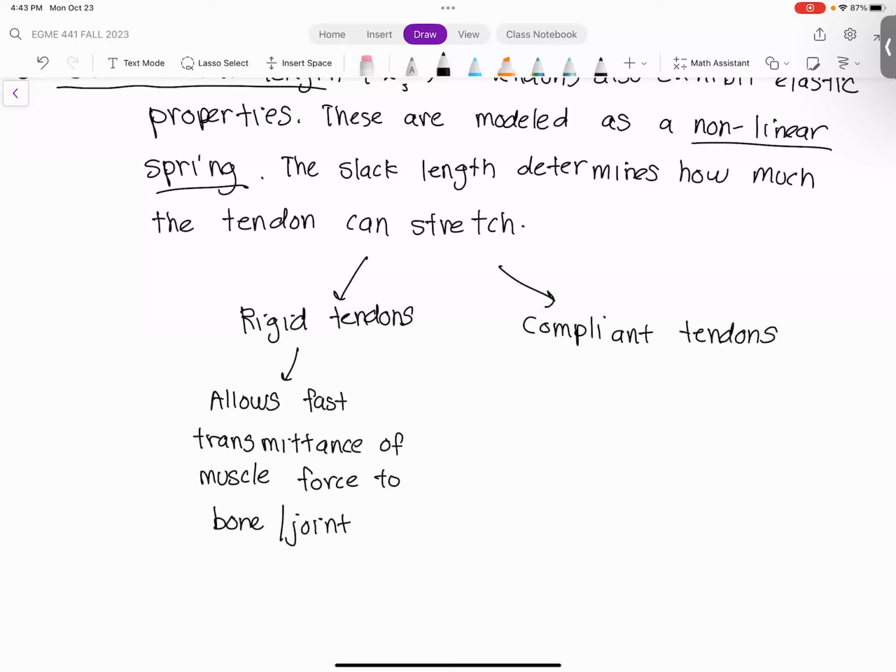Compliant tendons, on the other hand, actually do have a strong effect on the amount of torque, or the amount of moment, that your muscle can produce. Because what happens when you have compliant tendons is that when your muscle contracts, it usually does so at a fairly fast speed. If you have a compliant tendon, then before that muscle contraction force gets transmitted to the bone, your tendon itself will stretch along as well.